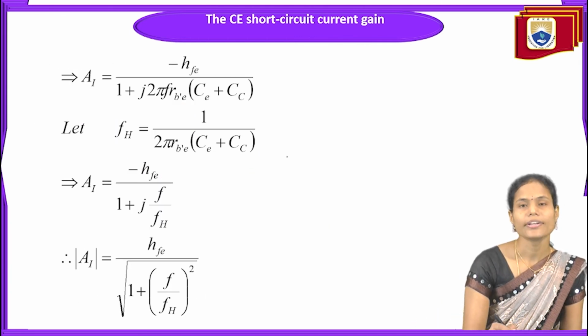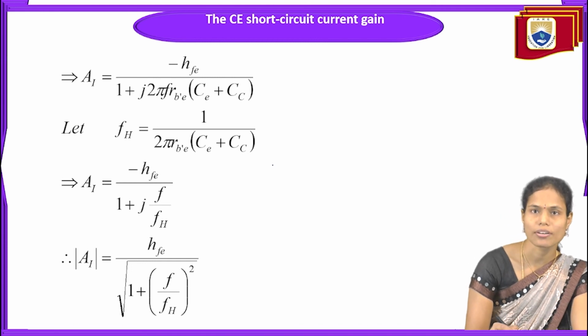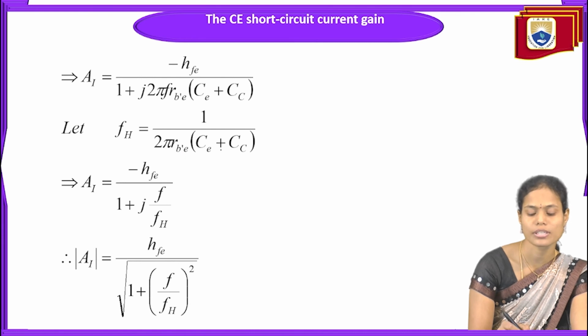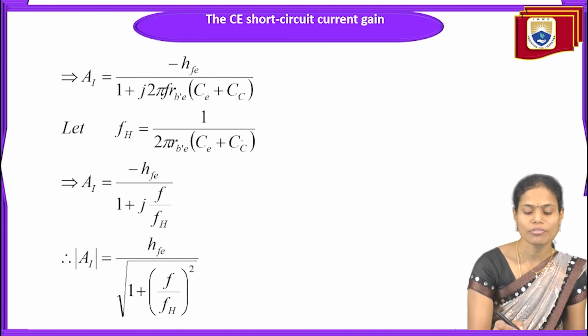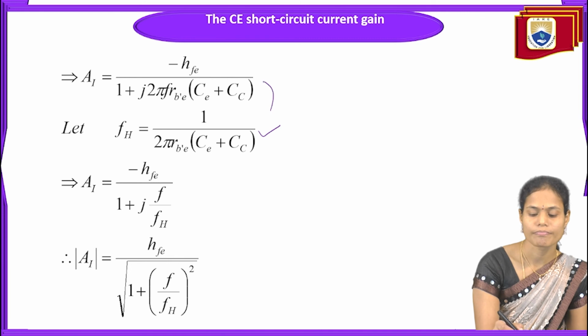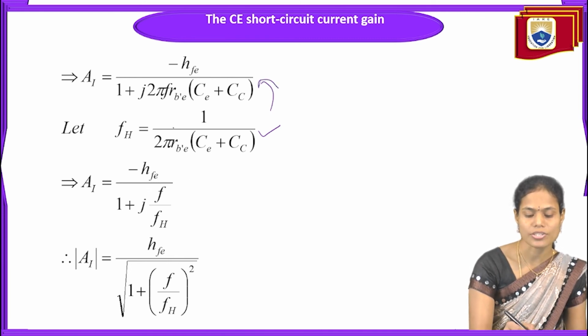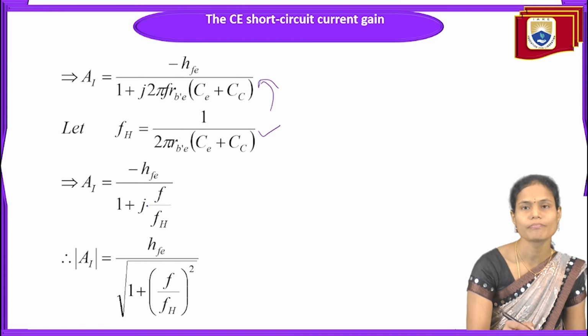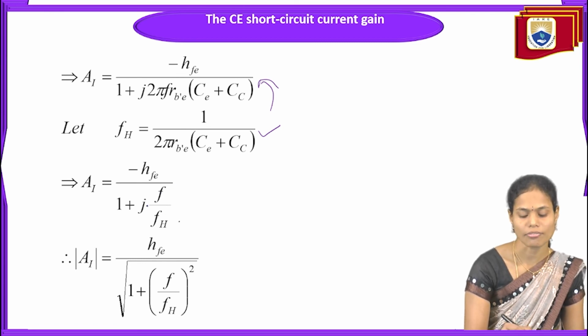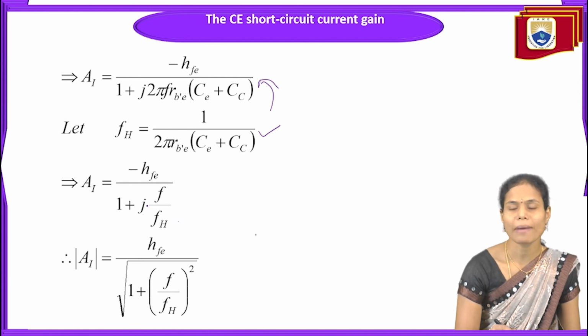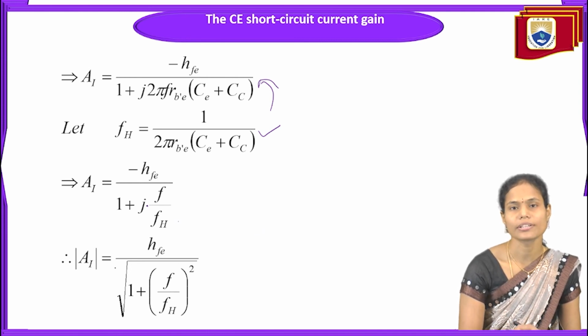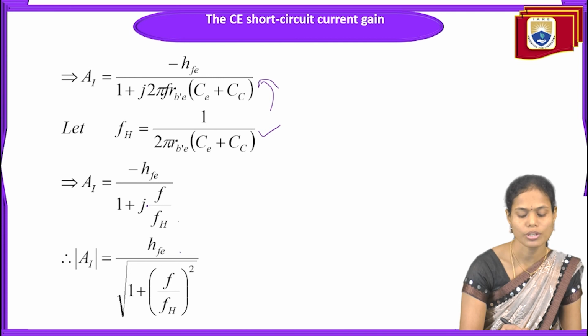Okay, and here I am letting the frequency fH value be 1 by 2 pi r_b'e into (Ce plus Cc). If we include this fH in this equation, we will get AI equal to minus hfe divided by 1 plus j into input frequency by fH. If you find the magnitude of this, we will get the magnitude of AI equal to hfe divided by the square root of 1 plus (f by fH) whole squared.